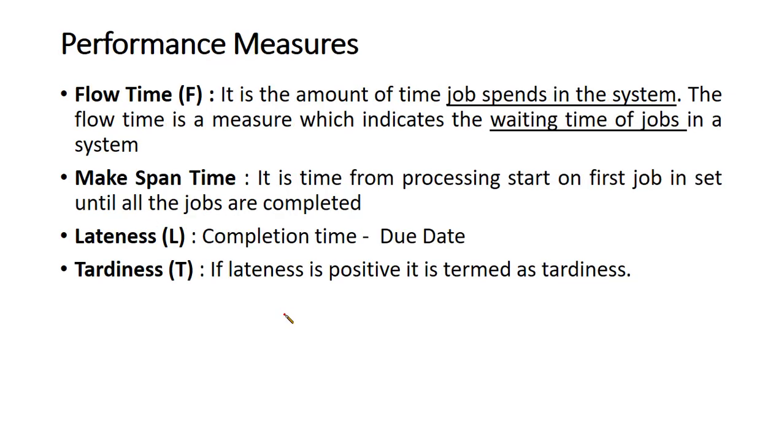There are some performance measures in sequencing models. Flow time. Flow time is the amount of time a job spends in the system. It also includes the waiting times of jobs in the system. Makespan time. It is the time from processing start on the first job until all the jobs are completed.